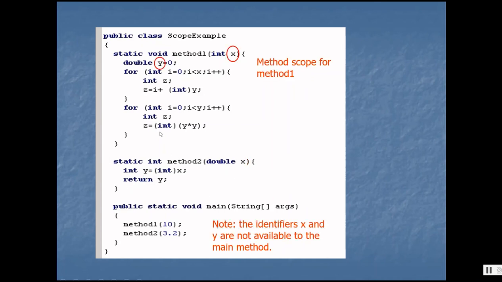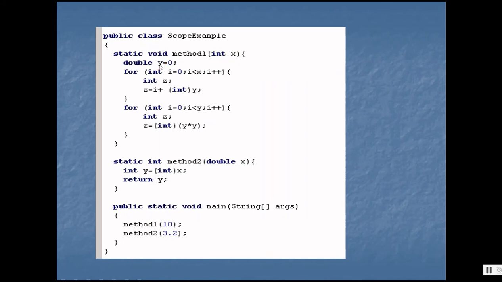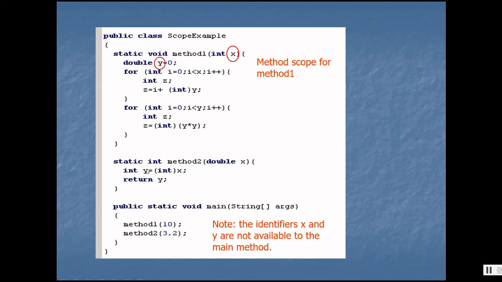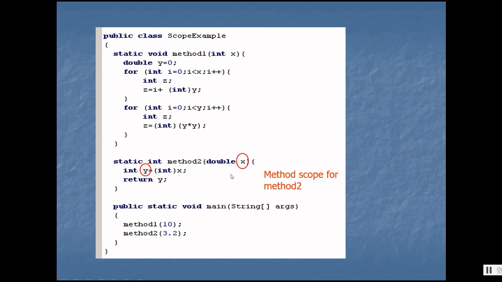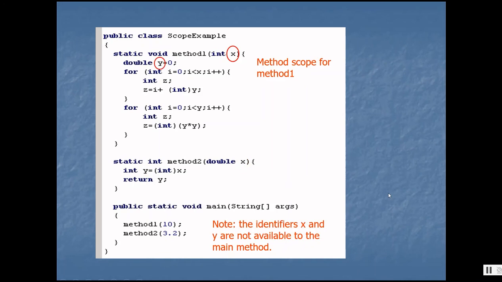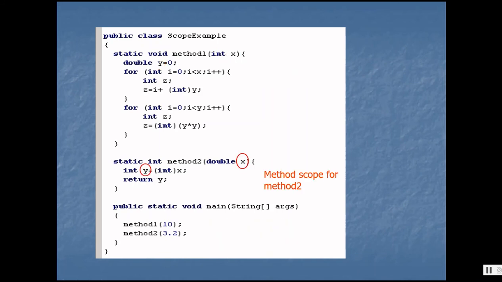Only statements within this method can access this x and this y. That's the scope. And only statements that are within this method can access this x and this y. And also, this x and this y are only going to last as long as this method is in execution. And similarly for this. That's duration. Scope and duration, they kind of go hand in hand. So in both of these cases, we're talking about method scope.